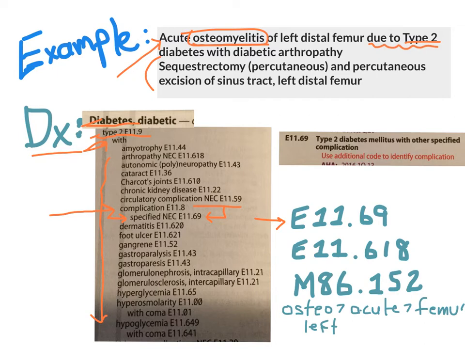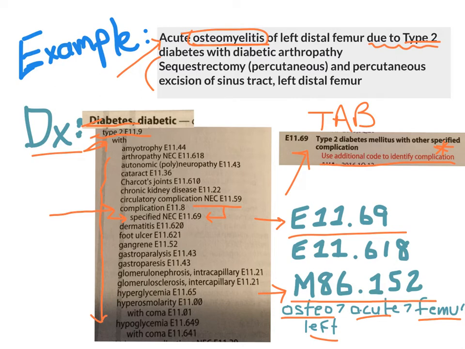Now, as usual, we're always going to go check the tabular list. So when we go check this out in the tabular list, we see an instructional note. Use additional code to identify the complication. We know the complication is the osteomyelitis. That's going to be coded down here with the M86 category code. Osteomyelitis, acute of the femur, left, leads us to code M86.152. So here with two codes, we've pulled in the osteomyelitis due to the type 2 diabetes.